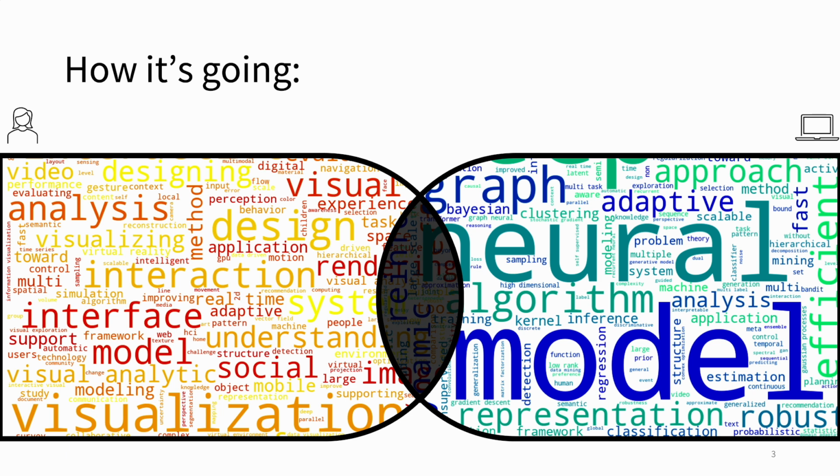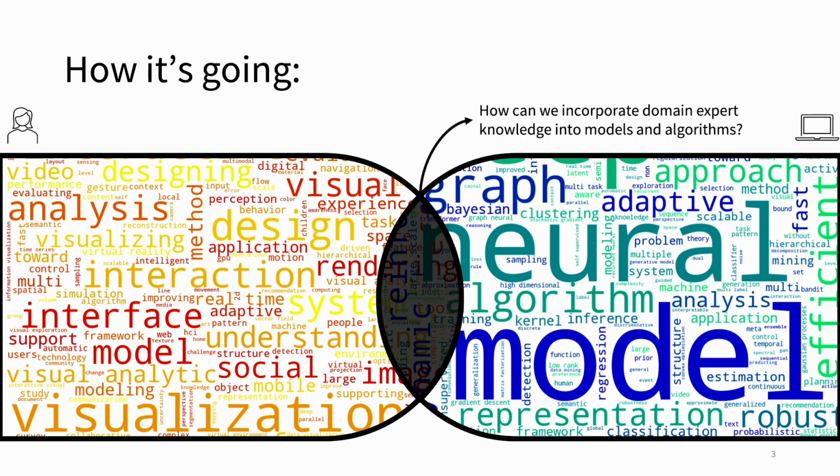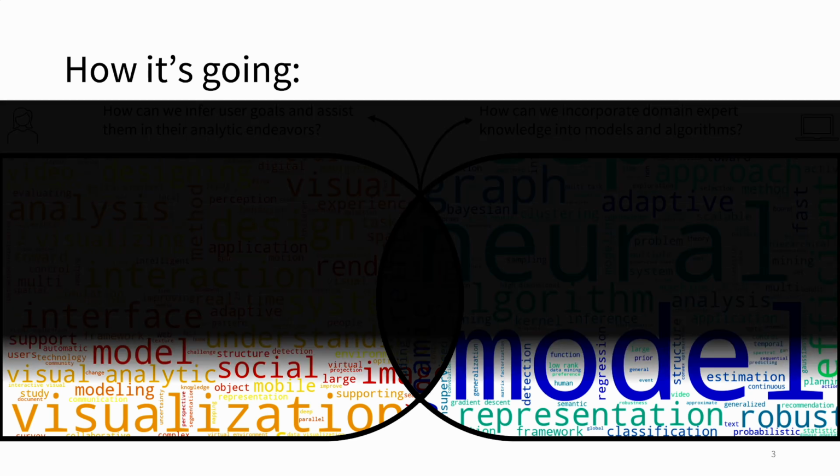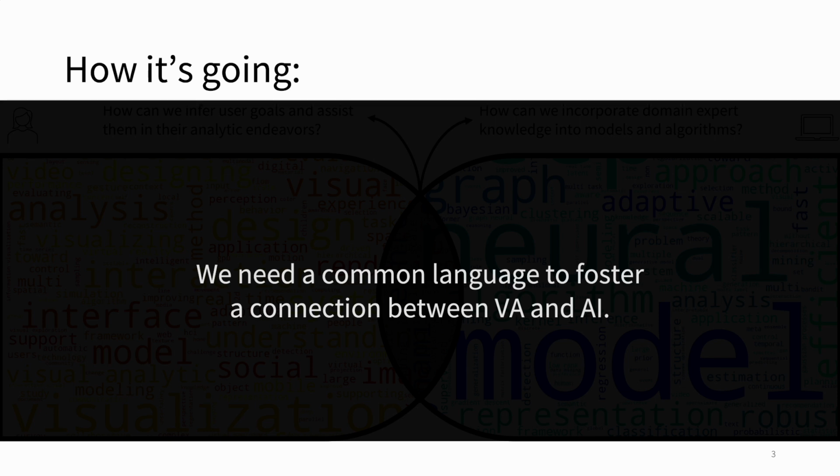There are questions in each field that the other field can help answer. For example, visual analytic techniques can help AI researchers incorporate domain expert knowledge into their models and algorithms. On the other hand, AI techniques can help visual analytics researchers uncover user goals by observing their interactions and assist them in their analytic sessions. We argue that to better facilitate interdisciplinary research on the intersection of visual analytics and artificial intelligence, we need a common language to foster a connection between the two fields.